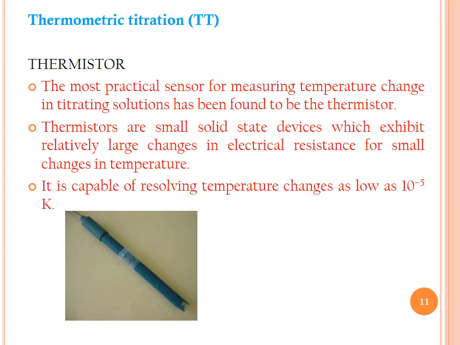This is the thermistor figure. The most practical sensor for measuring temperature change in the titrating solution has been found to be the thermistor. Thermistors are small solid state devices which exhibit relatively large changes in electrical resistance for small changes in temperature. It is capable of resolving temperature changes as low as 10 raised to power minus 5 K. It means it senses the very minute changes occurring between the reaction of titrant and analyte, observed at the 10 raised to power minus 5 Kelvin.